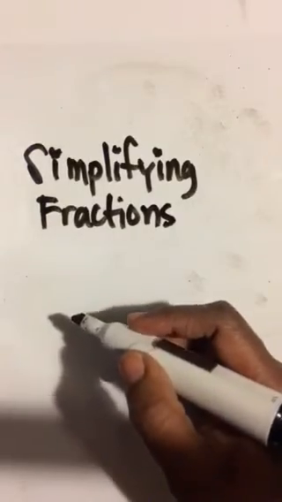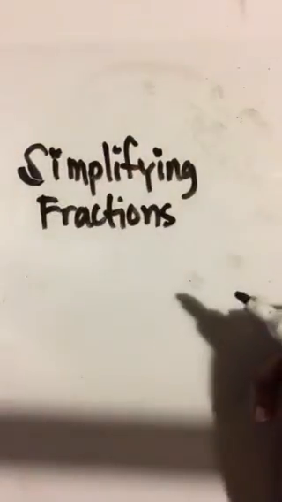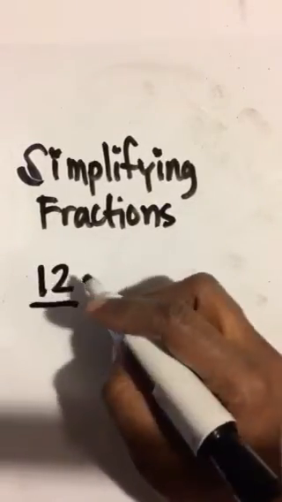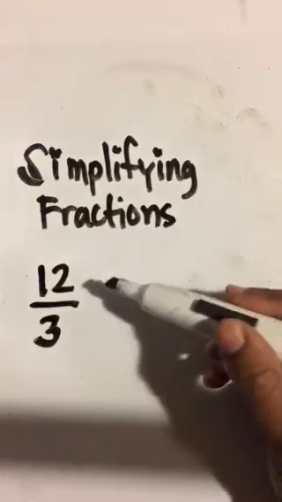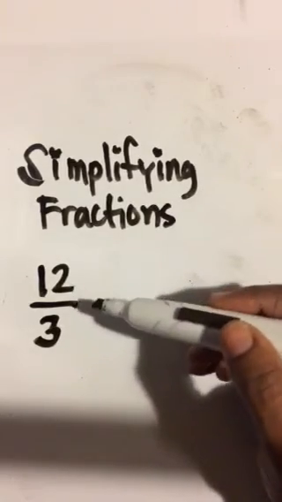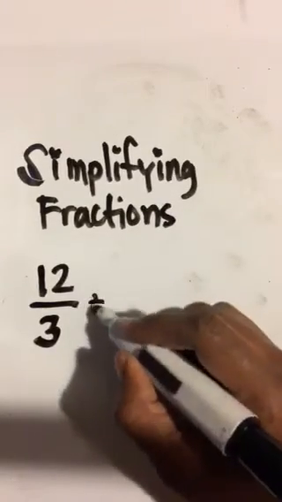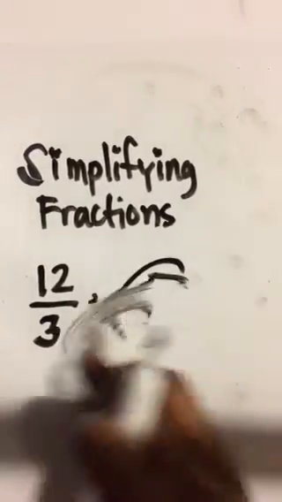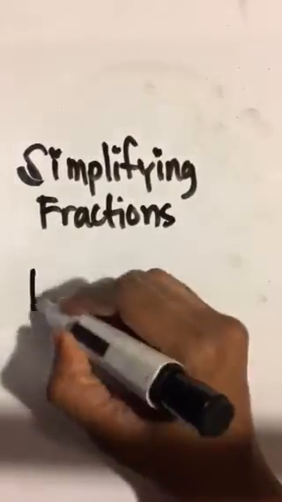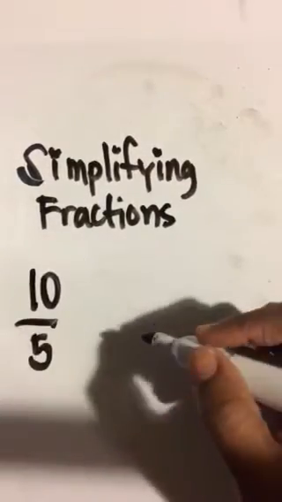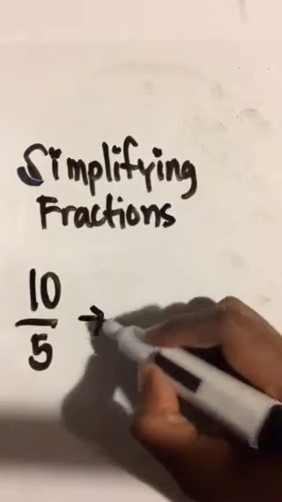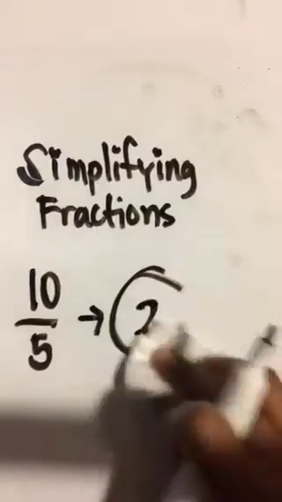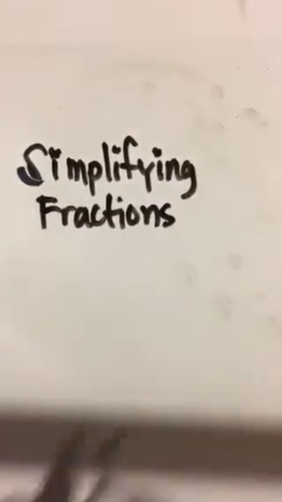Let's say when we added or subtracted, we ended up with an improper fraction, like 12/3. Here I'm going to use the division statement. 12 divided by 3 is 4, so the simplified version is 4. But if I got 10/5, I'll use my division statement. 10 divided by 5 is 2, which would be 2 pieces versus 10 pieces.